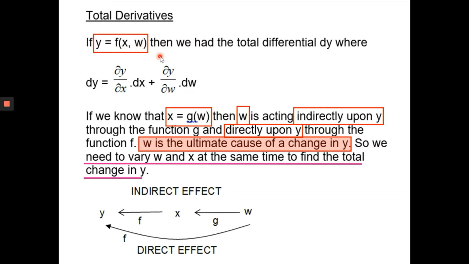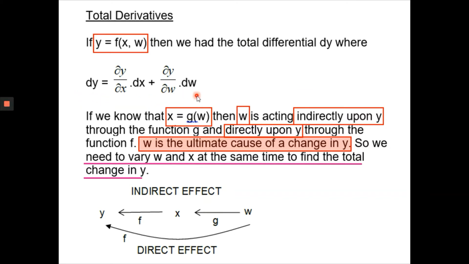All right, so to calculate a total derivative, we need to start with the total differential, dy in this case. So if you set out the total differential dy, it would be as follows.